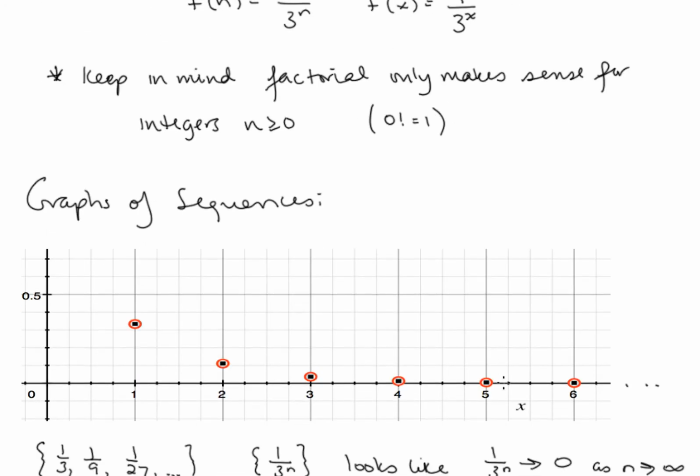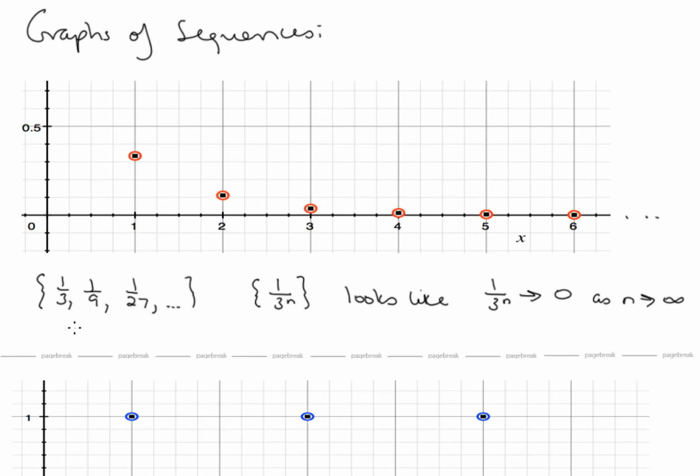Now let's take a look at graphing sequences. For example, our sequence 1/3, 1/9, 1/27, 1 over 3 to the n looks like this. We have 1/3, 1/9, 1/27, 1/81, etc.